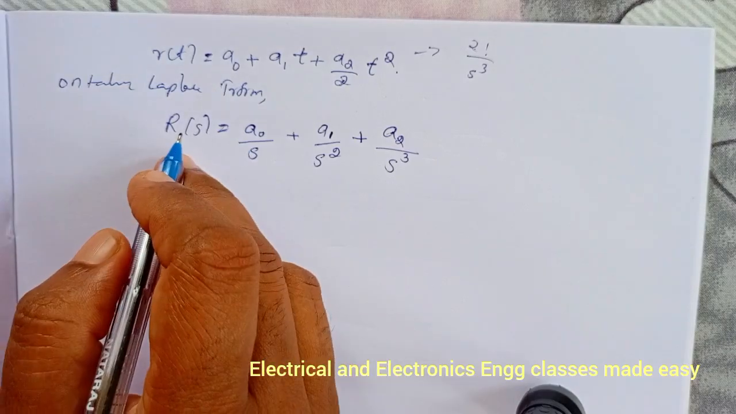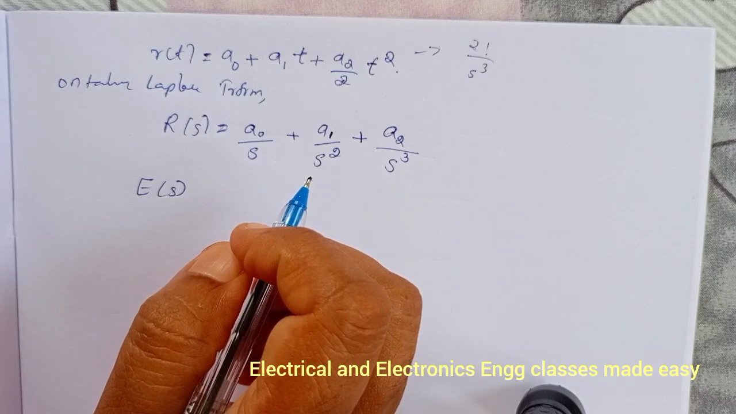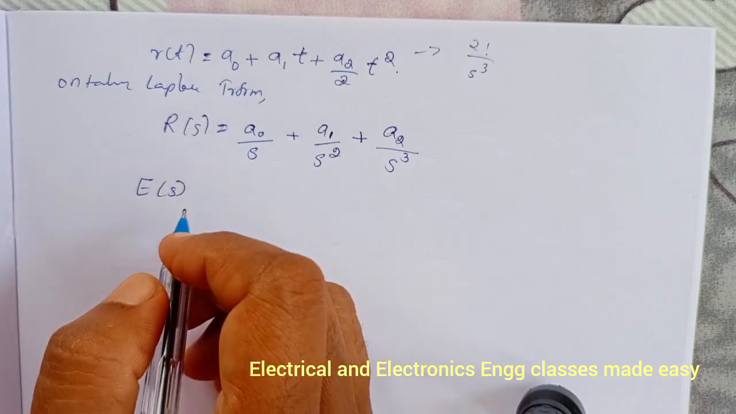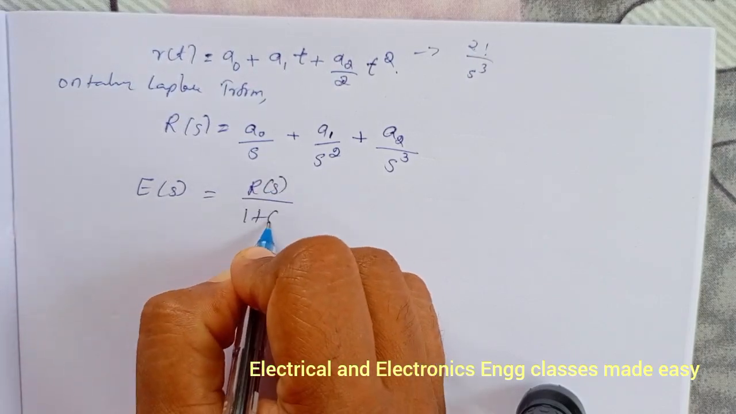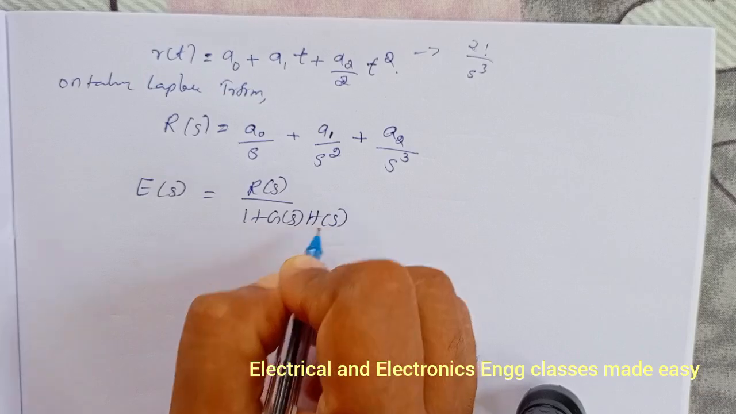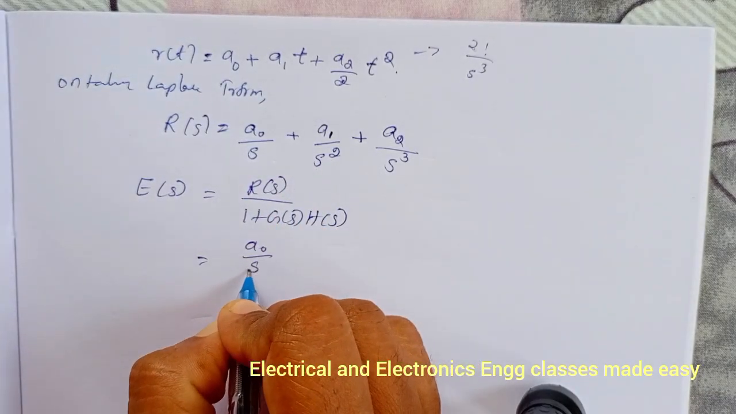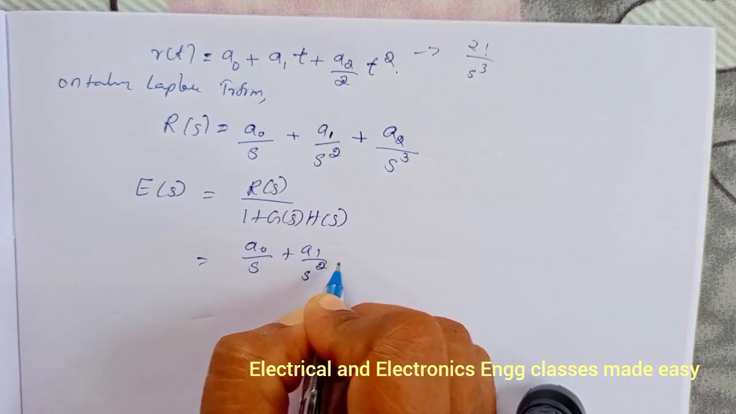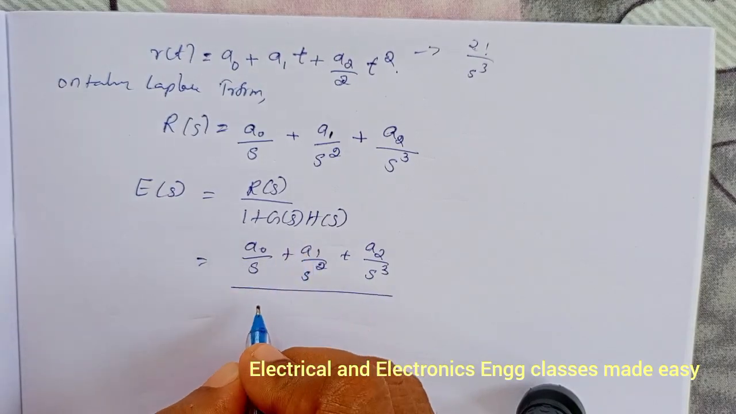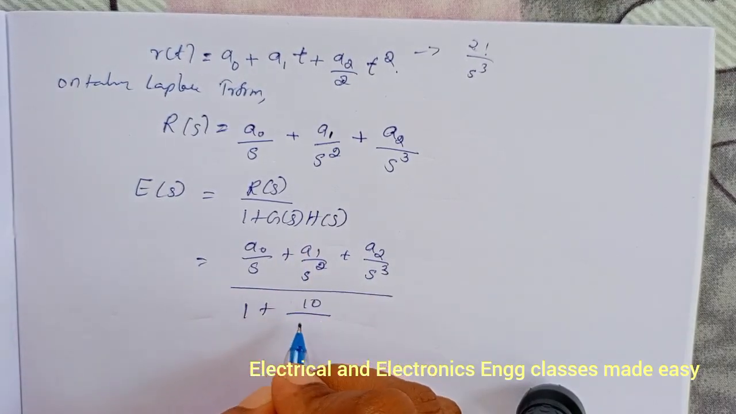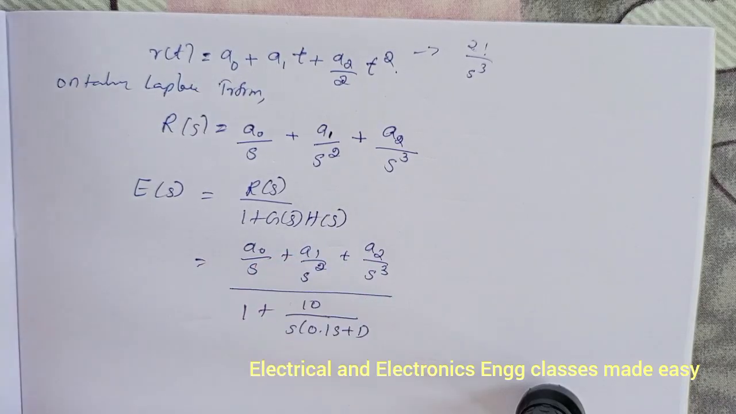And to find the steady state error, first of all we have to find the error signal in S domain. That is E(s) equal to R(s) divided by 1 + G(s)H(s), and R(s) is this one, that is a0 by s + a1 divided by s² + a2 by s³, divided by 1 + 10 / (s(0.1s + 1)), and H(s) is 1.